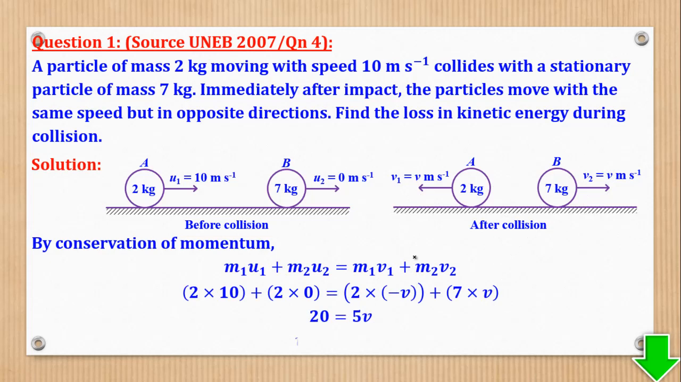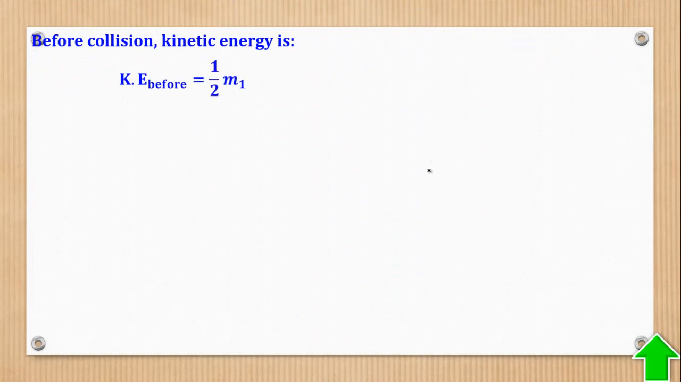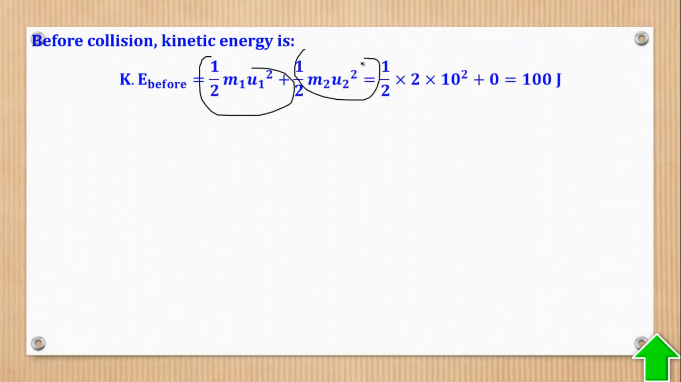Simplify and make v the subject. So you have got the value of v. Now we have to get the loss in kinetic energy. Let's begin with the kinetic energy before collision. It is given by that, for A, for B. The one for B was stationary, that's why it is 0 here.